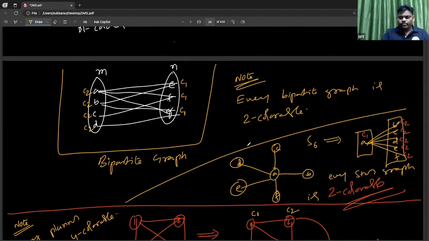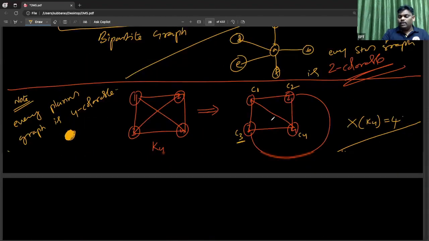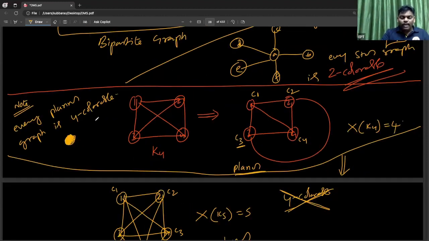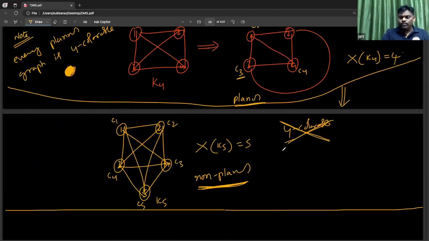Minimum I cannot say. Every bipartite graph is 2 colorable. I cannot say every bipartite graph is 1 colorable, but I can say every bipartite graph is 2 colorable. 2 colorable means 2 or less than 2. Next, every star graph is 2 colorable, meaning either 2 or 1. Next, every planar graph is 4 colorable: 4 or less than 4, depending upon what kind of graph.